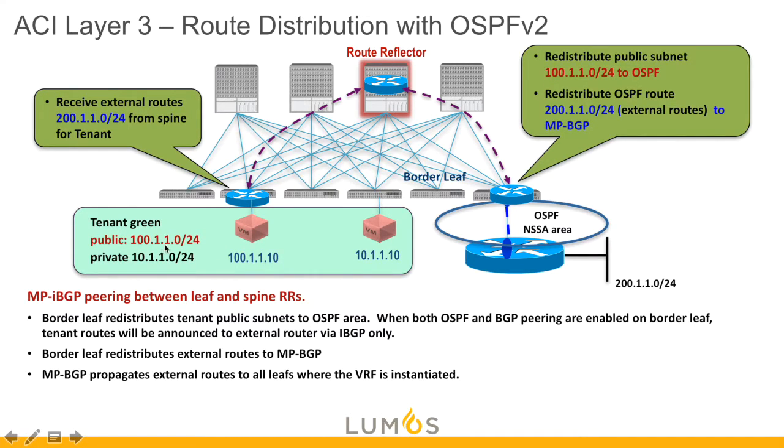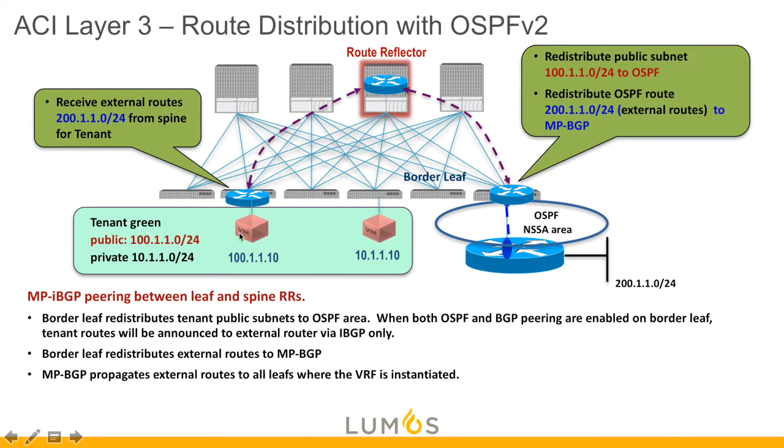100.1.1.0/24. So this means we're going to advertise this to the outside world. We've got 10.1.1.0/24. That's going to be a private subnet, so that's not going to leave the fabric. That's something typically like east-west traffic.